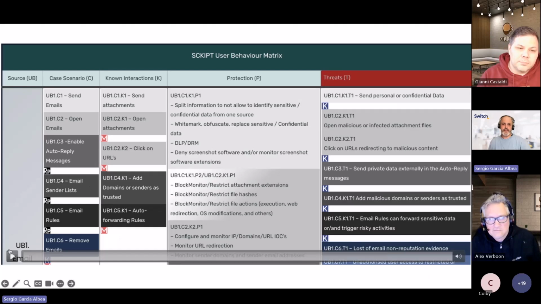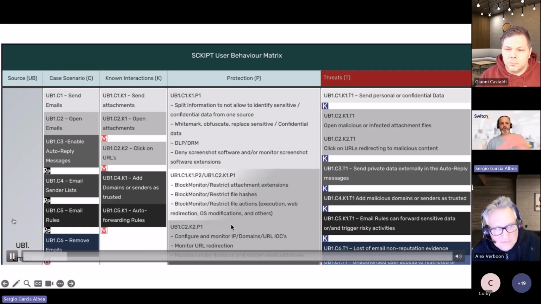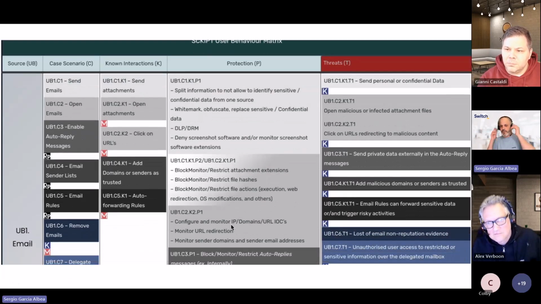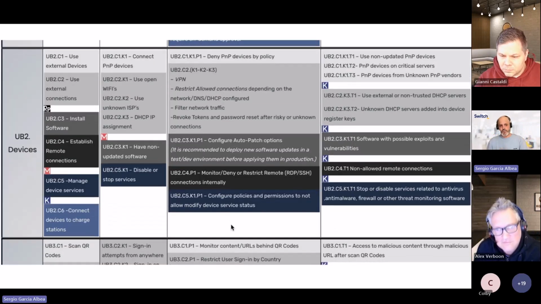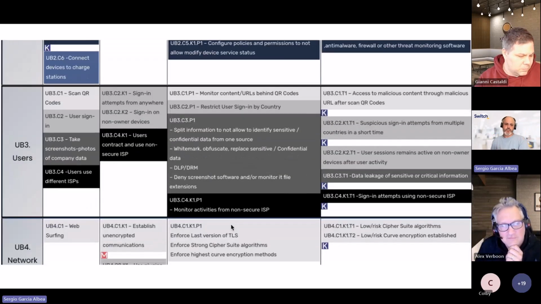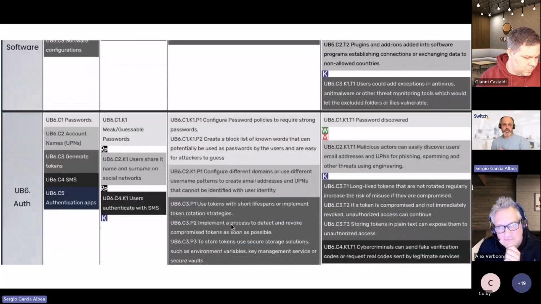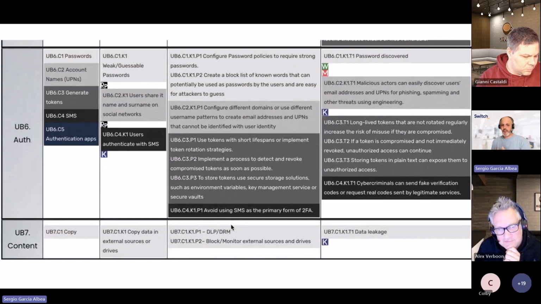This is how it looks. The website, by the way, is skip.com. It doesn't have any complication, and you will see this table that I was talking about in the previous slides, checking the different scenarios. Emails, the users can use devices, users can connect with their accounts, can authenticate, can work and manage content, and others.